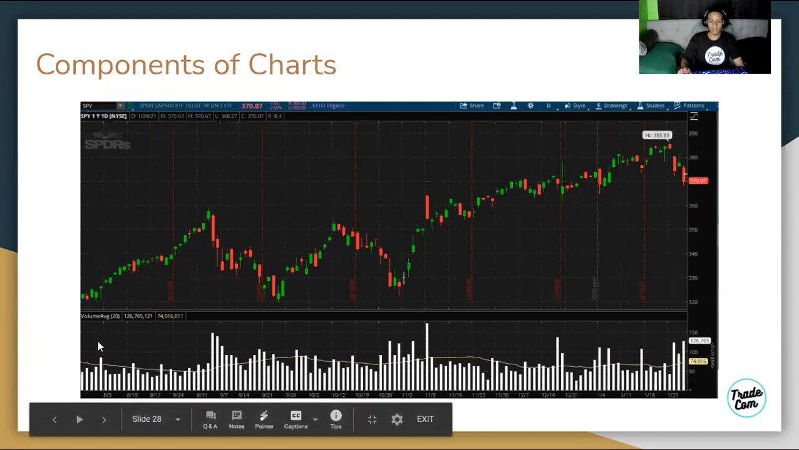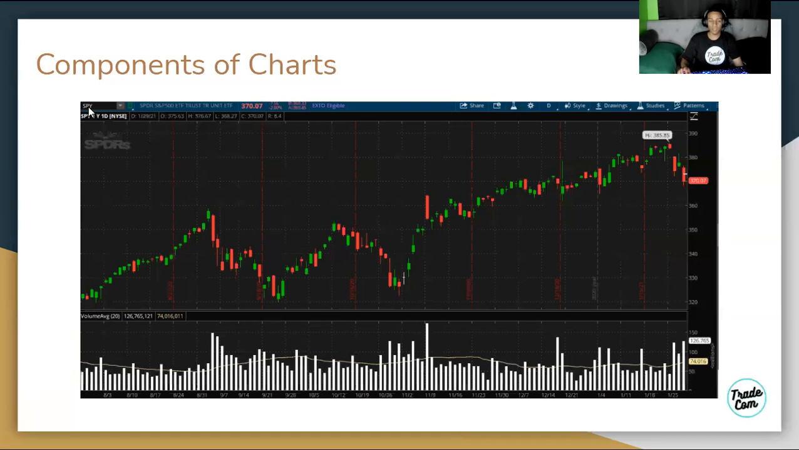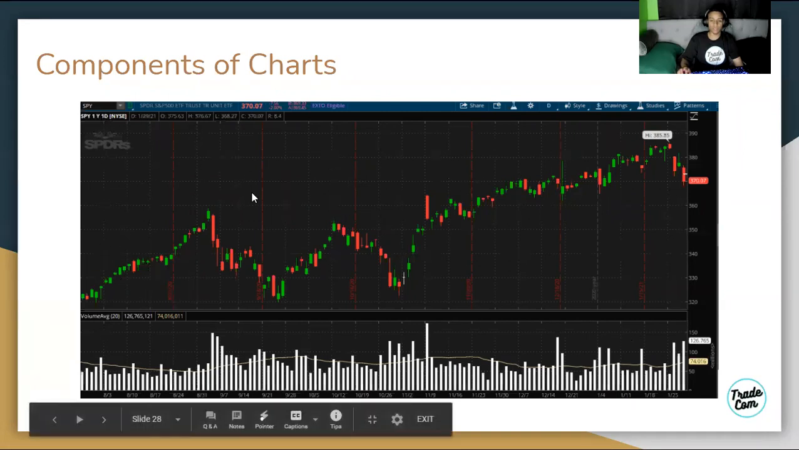All right. This lower part over here is your volume average. These are your volume bars, pretty much how much action is going on with your stock between each specific time frame with these candles. This area of your chart is where you're going to be putting your ticker symbol in. You see right here where it says SPY 1Y 1D. This is 1 year, 1 day. So every candle here represents 1 day, and this is over a 1 year time period.